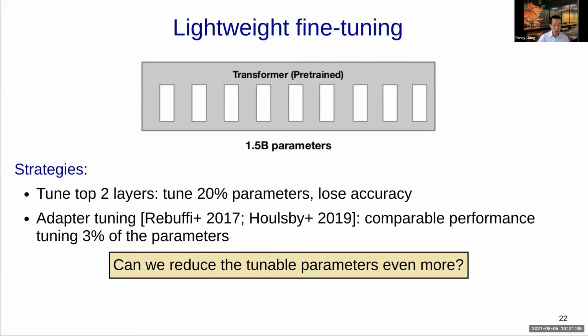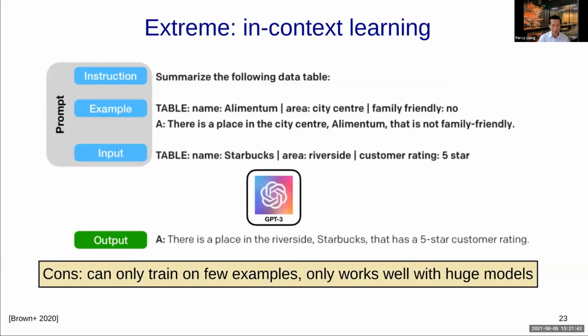There's been recent work exploring this idea of lightweight fine-tuning. Maybe you don't need to fine-tune all the parameters. The easiest thing you can think of is to just fine-tune the top two layers, and we show later that this actually hurts performance quite a bit. So you can't just get away with fine-tuning the top two layers. Adapter tuning is a nice idea, which showed that you can get pretty good performance fine-tuning only 3% of parameters. Now the question is, can you go even lower than 3%? What happens if you fine-tune 0.1% of parameters?